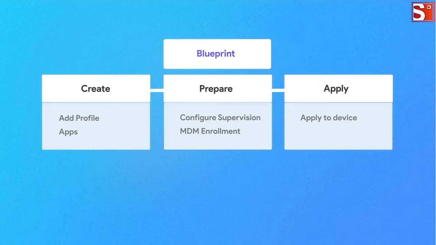So a blueprint is basically a template of configurations, apps, and device restore settings that you prepare once and then reapply to a whole bunch of devices. Let's see it in action.